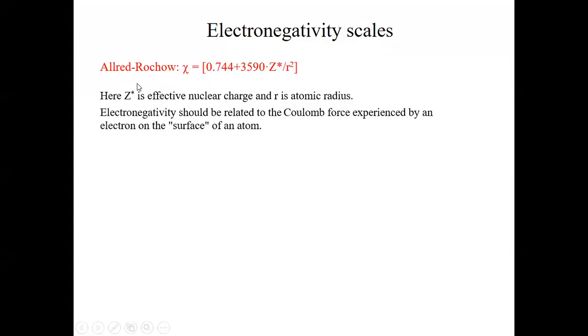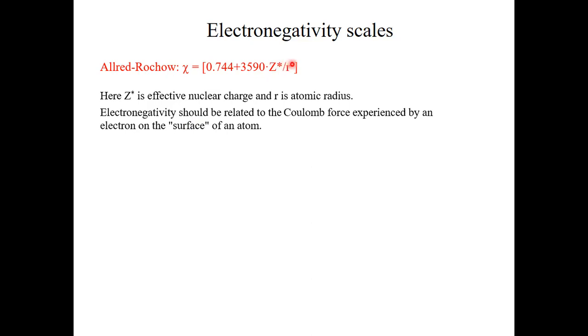So the first very commonly used electronegativity scale is the scale of Allred and Rochow. In the Allred-Rochow scale, the electronegativity is a function of the effective nuclear charge over the radius of the atom squared. The effective nuclear charge over radius squared relates to a Coulomb force experienced by an electron on the surface of an atom. So the Coulomb force increases with the effective nuclear charge, and it decreases with the radius squared.